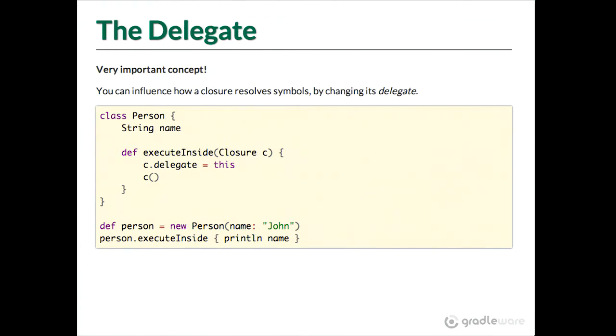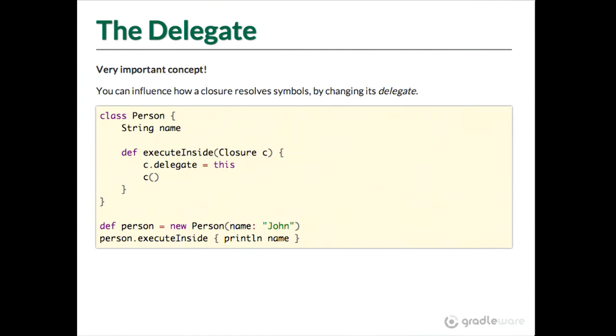So here, for example, we have a class Person. It has an instance variable called name on it. I've declared a method called execute inside that takes a closure. And then I've said, hey, closure, use this instance as your delegate. And then I've called the closure.